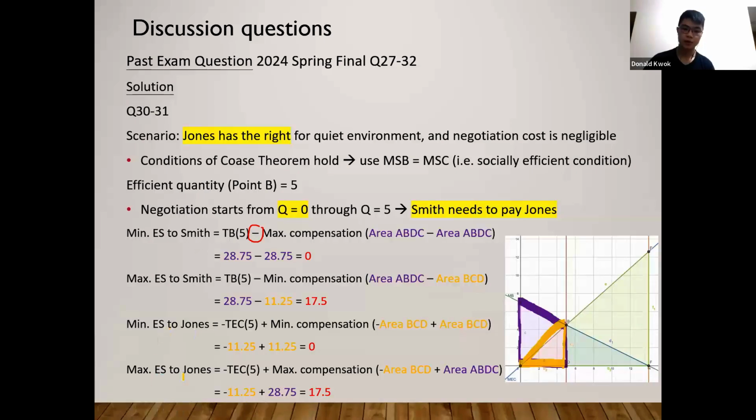But finally, for Jones, the total external cost part is the orange triangle. And this time, Jones is the one who received the payment or the compensation, so we put a plus sign to indicate that it's a gain to Jones. And the smaller the compensation, the smaller the economic surplus, and vice versa. So minimum compensation to find the lower bound, and maximum compensation to find the upper bound for the economic surplus accrued to Jones. So plugging all the numbers here, then we have the inputs.